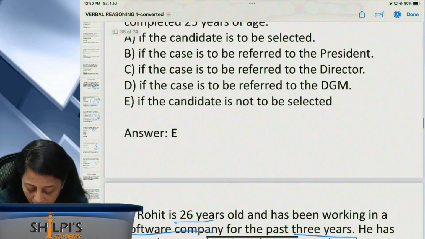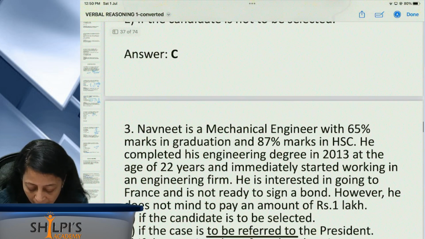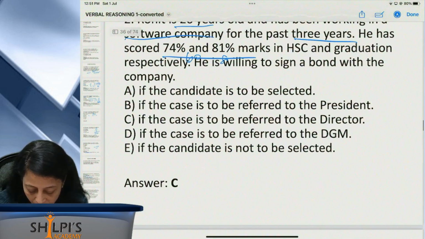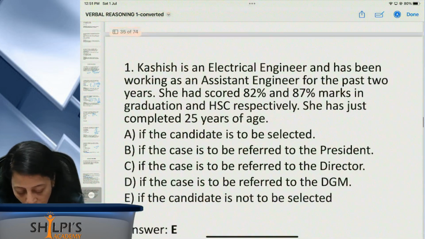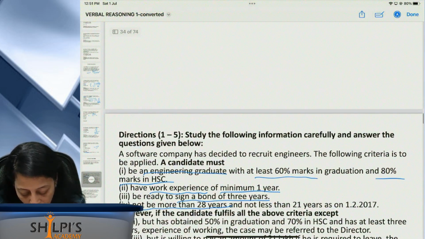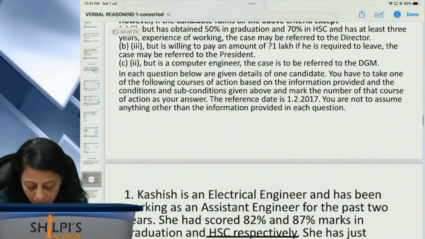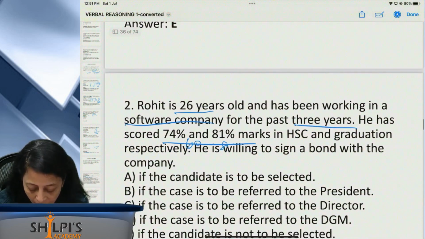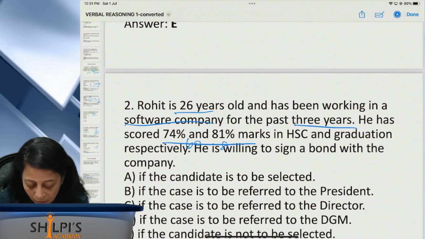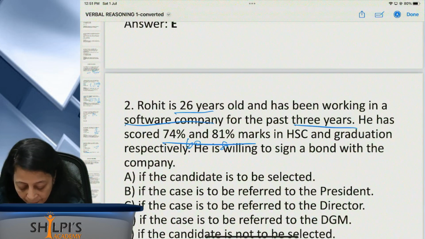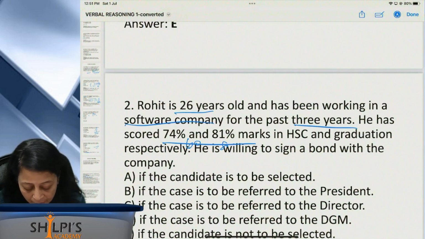Let's see what he has scored. He has scored like 70 and 80, right? That was the score that they were talking about, right? 60 and 80. So, this guy has scored 74 and 81, 60 and 80. So, he has scored more than that. He has got experience. He is willing to sign the bond with the company also.